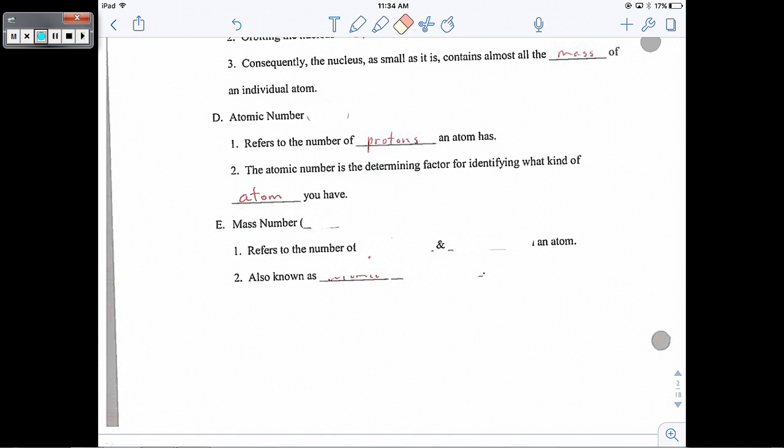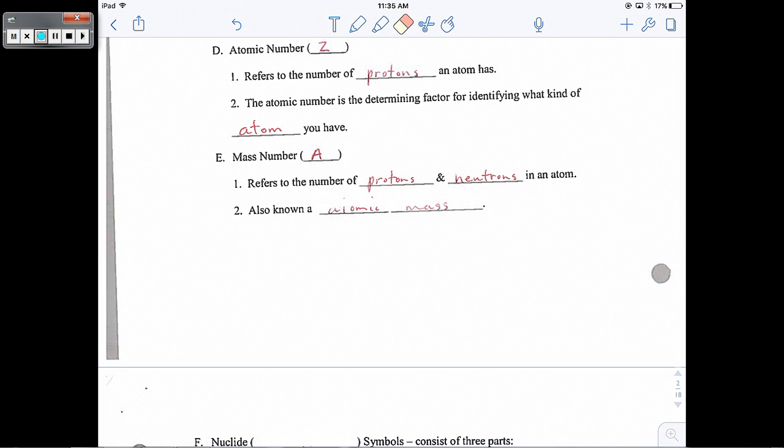So that's atomic number, and we use the letter Z to represent it. That's not a number 2, that's the letter Z. Mass number is represented by the letter A. If you think about it, what are the two particles that have mass? Well, the proton and the neutron. The mass number is also known as the atomic mass.